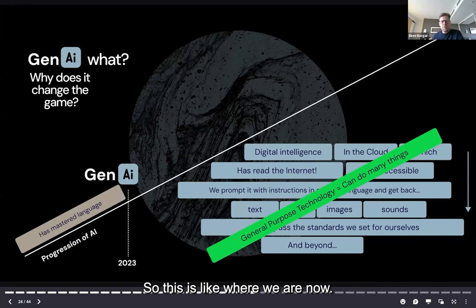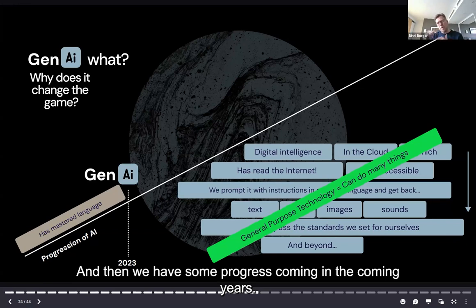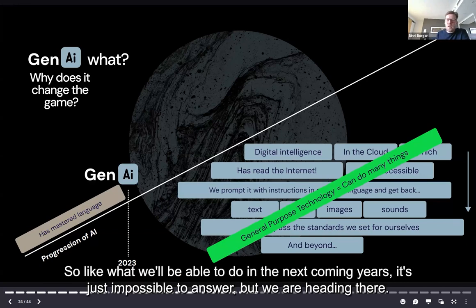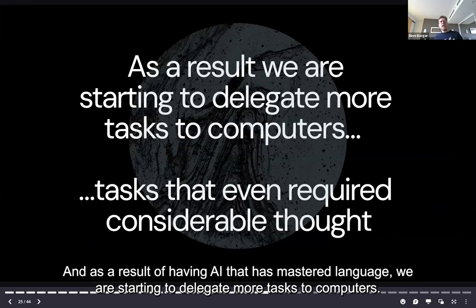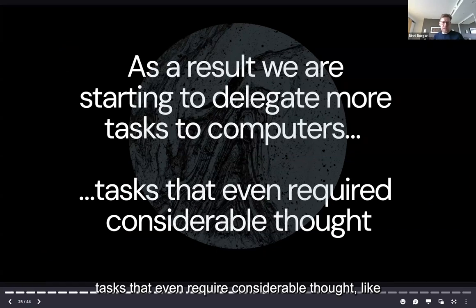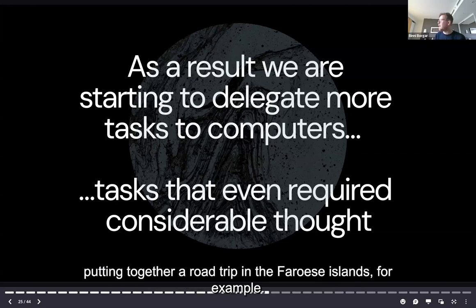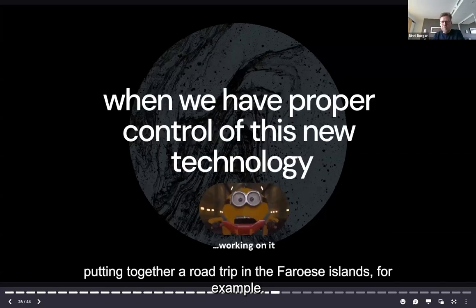So this is where we are now. And then we have some progress coming in the coming years. What will it be able to do in the next coming years? It's just impossible to answer, but we are heading there. And as a result of having AI that has mastered language, we are starting to delegate more tasks to computers. Tasks that even required considerable thought, like putting together a road trip in the Faroe Islands, for example.